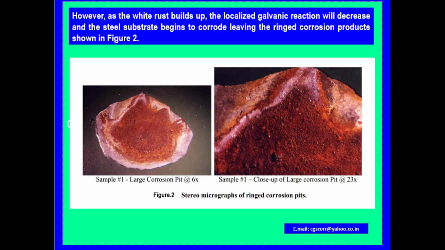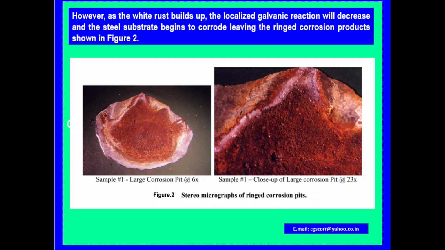Figure 2 represents the stereo micrographs of ringed corrosion pits. Sample 1, large corrosion pit at 6x magnification. You can see along the circumference white corrosion product. At the middle, you can see red rust. Sample 1, close-up of large corrosion pit at the magnification of 23 times. You can see white corrosion products at the peripheral ends and reddish orange corrosion products of the base substrate steel.